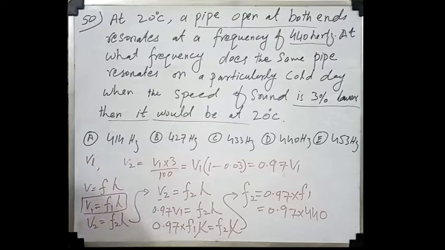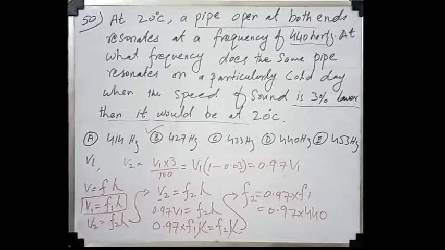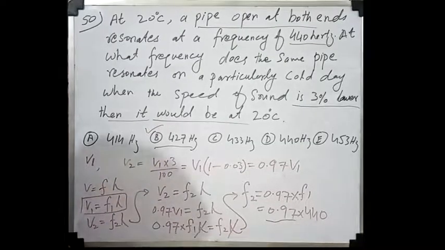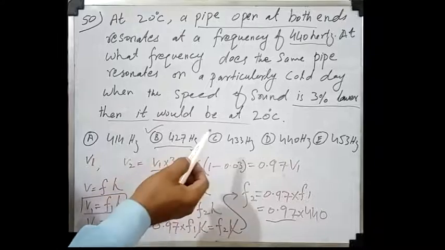So we have the right option, B. B will be the right option, because if you multiply 0.97 by 440, it gives 426.8.